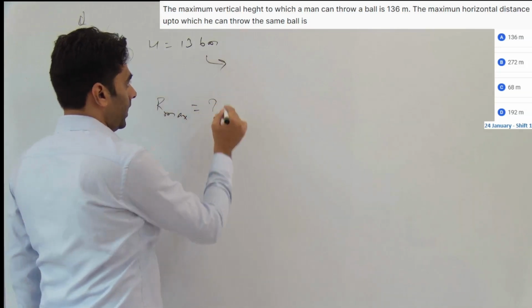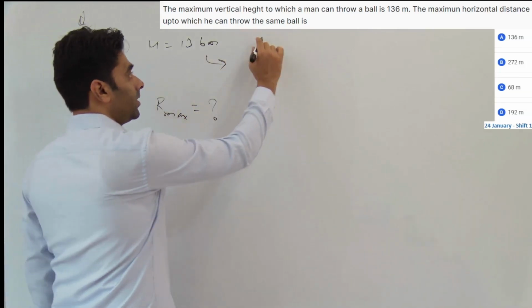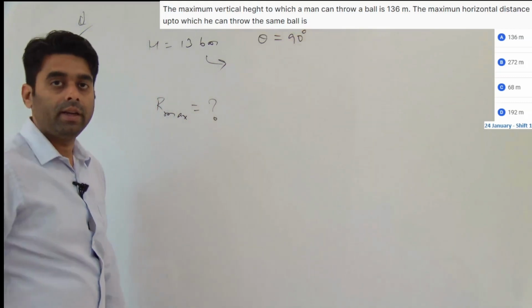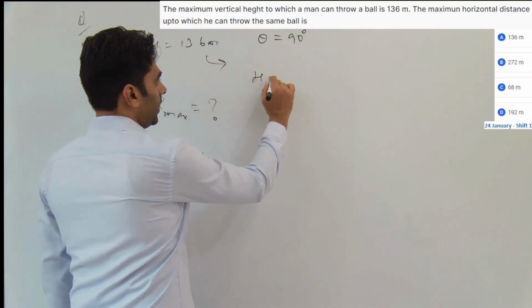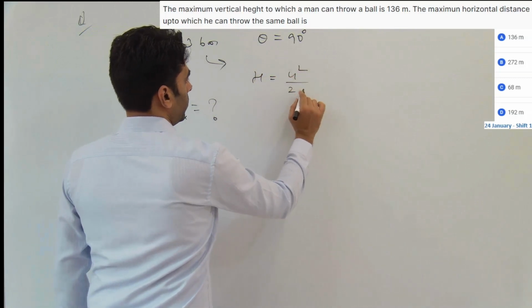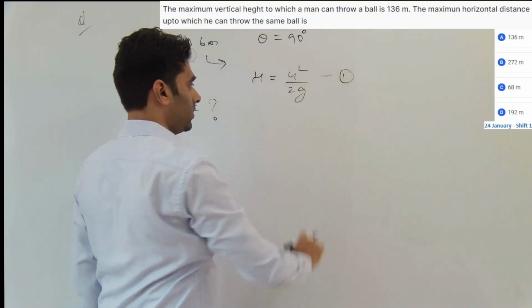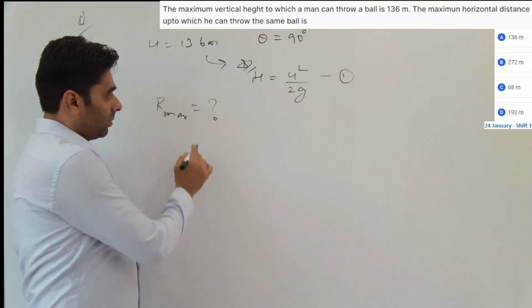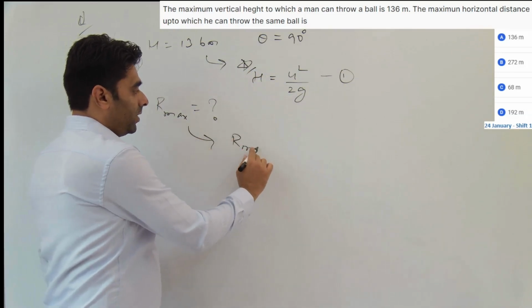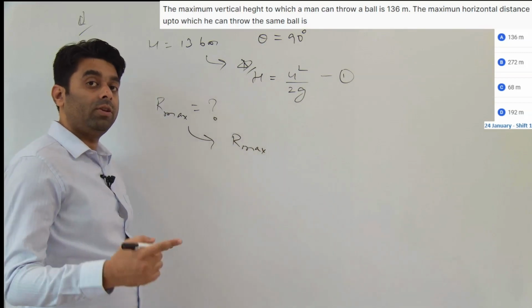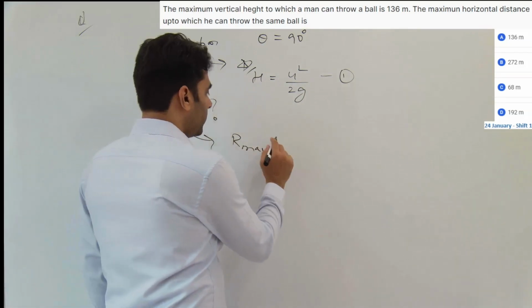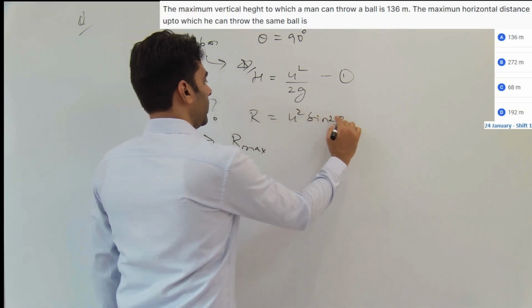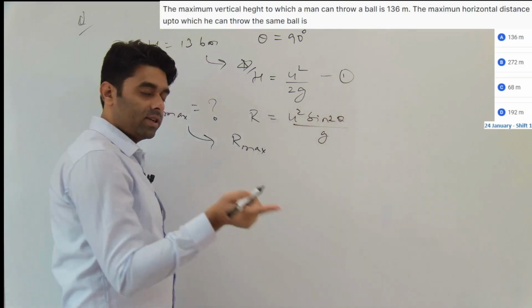Now, h max value will be when theta is 90 degrees, that means when thrown vertically up like this. In that case h value is u square by 2g. I hope you know this result. H is equal to u square by 2g. Next, range maximum. Maximum range for a projectile comes when theta is 45 degrees. Range is u square sine 2 theta by g, and maximum range occurs when theta is 45.